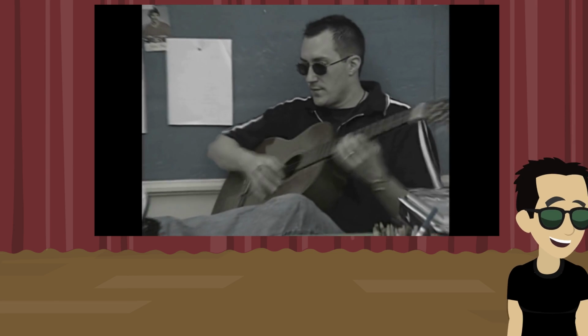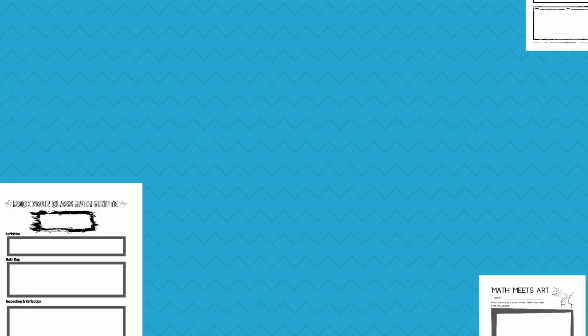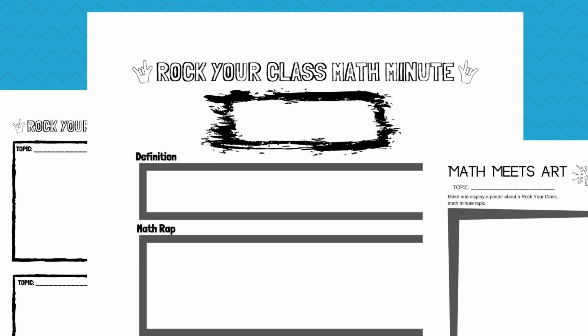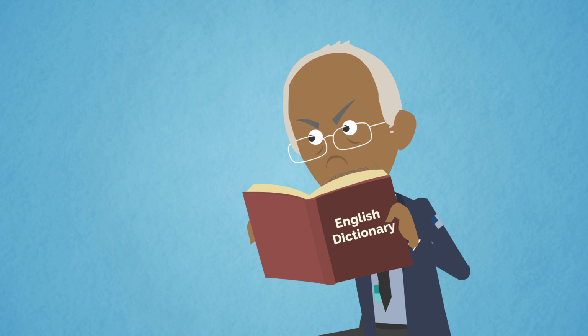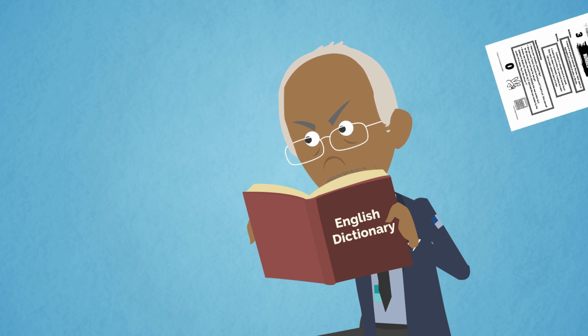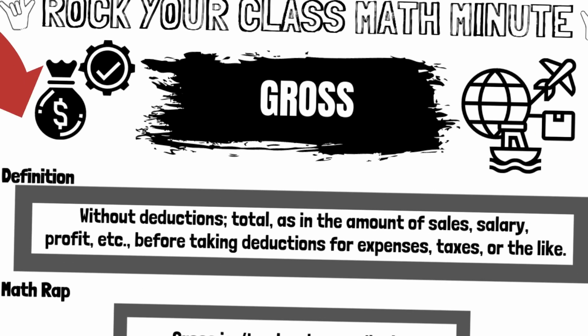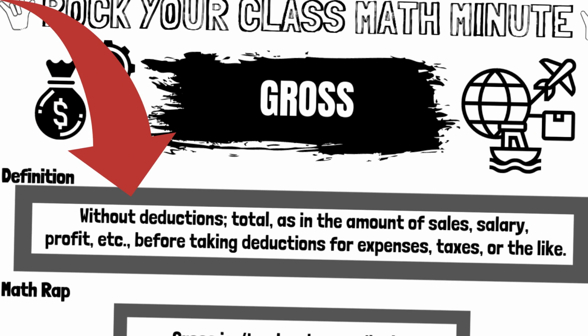Get ready for today's Math Minute topic. Gross. What does the dictionary say? Without deductions. Total, as in the amount of sales, salary, profit, etc., before taking deductions for expenses, taxes, or the like.